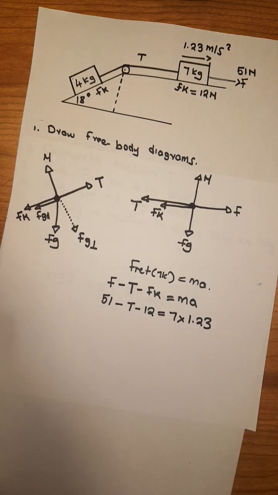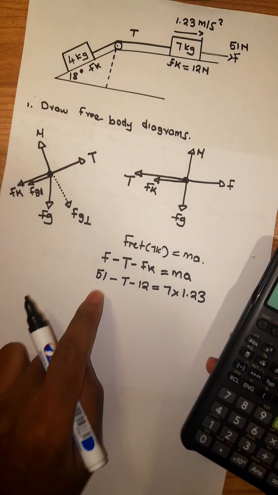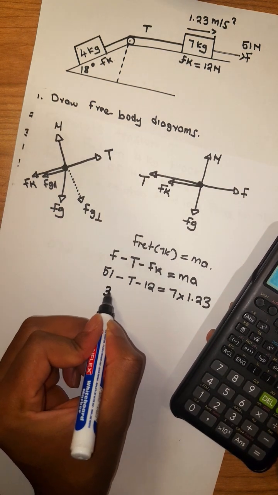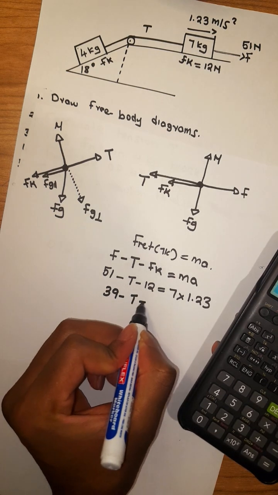Guys, don't charm anyone, we are not interested. Use your calculator because you end up making mistakes and losing marks for no reason. So just use your calculator and say, well, 51 minus 12 is going to give you a value of 39 minus T, that actually equals 2.